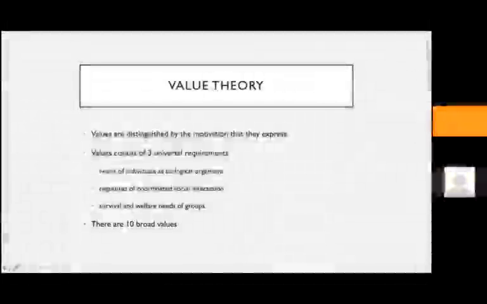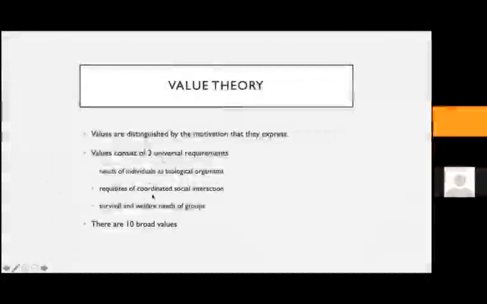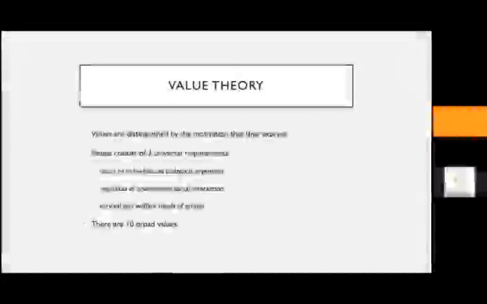The second one is the requisites of coordinated social interaction. So it also deals with you wanting to, first of all, survive as an individual. That's the first one, the need of an individual as a biological organism. The second one is you wanting to associate with others, because as it is always said, God did not place you alone on planet Earth, he placed you with people. So that need to want to associate with other people is the second universal requirement of the values.